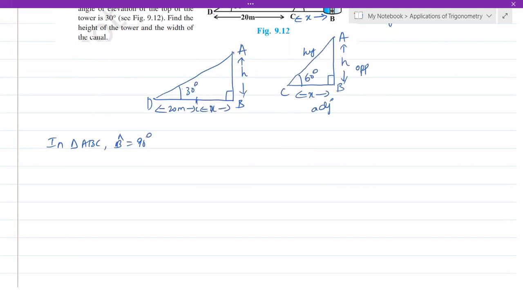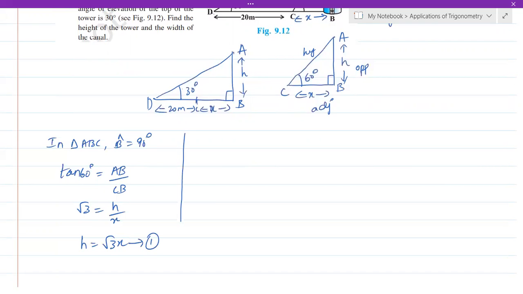Again, we are going to make use of tan itself. Tan 60 degree, opposite by adjacent. Opposite is AB, adjacent is CB. Tan 60 is root 3, AB is H, CB is X. So cross multiply, you get H as root 3X. Okay, let's take it as equation 1.